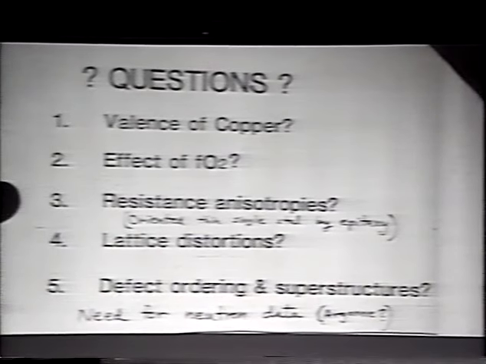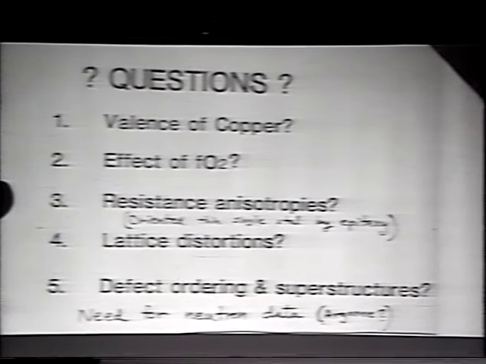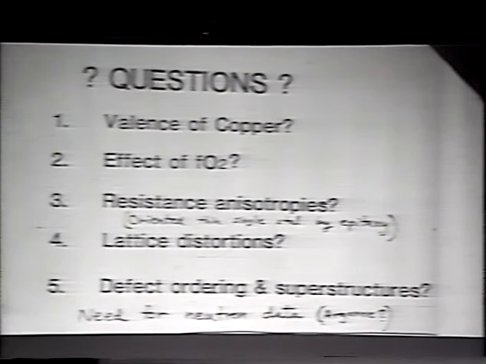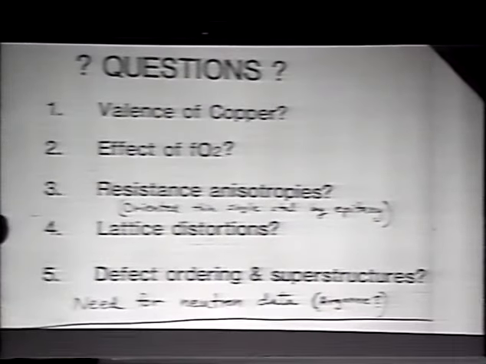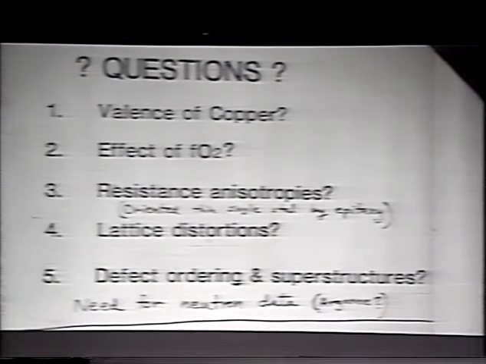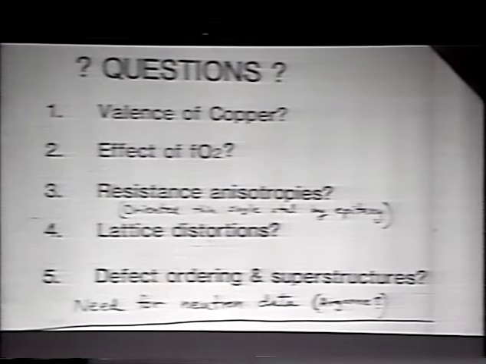We believe we're going to see large resistance anisotropies, and I'm very interested to see measurements of that effect. I think that there's a question about the nature of the lattice distortions, and I've heard of one TEM group, Hugo Steinfink reported at the American Crystallographic Association meeting this week, that they've even seen some monoclinic phase. And we certainly are going to have defect ordering and superstructures, and I think the need for neutron data is quite clear. Thanks very much.